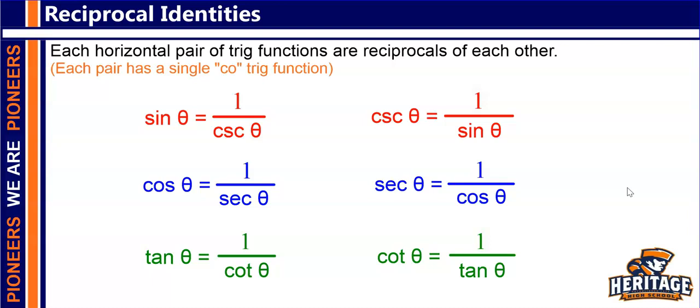sine is equal to 1 over cosecant, and cosecant is equal to 1 over sine. If you forgot what a reciprocal is, it is literally flipping the fraction. Cosine is paired with secant, tangent is paired with cotangent. I did note that each pair has a single co-trig function. So when you look at sine and cosecant, it's cosecant. Cosine and secant are a pair, and tangent and cotangent are a pair. So that's how you can kind of easily identify which pair goes with which.